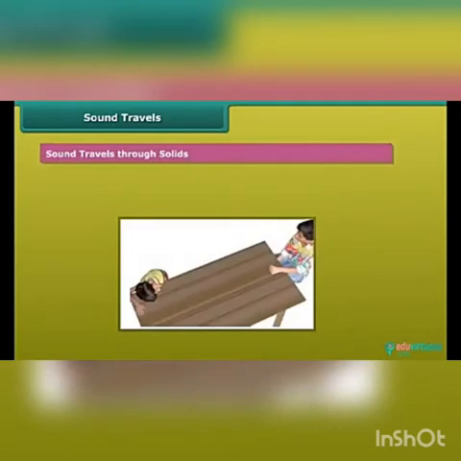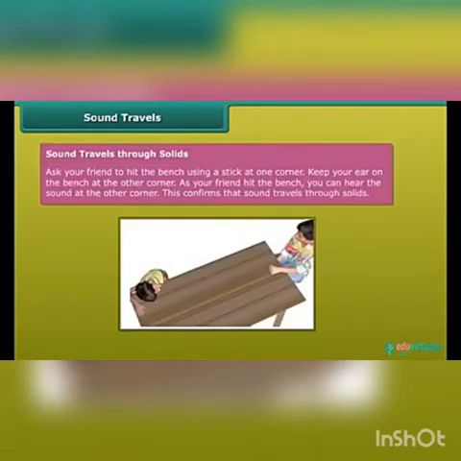Sound travels through solids. Ask your friend to hit the bench using a stick at one corner. Keep your ear on the bench at the other corner. As your friend hits the bench, you can hear the sound at the other corner. This confirms that sound travels through solids.